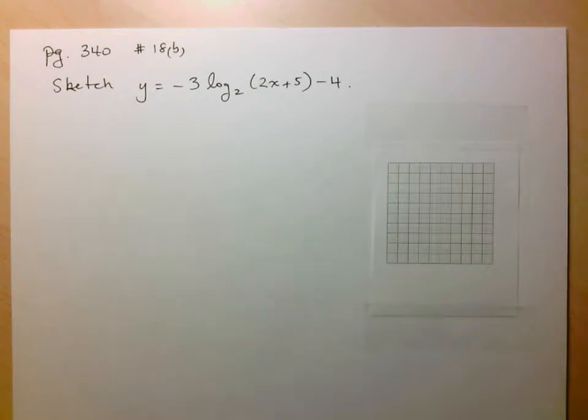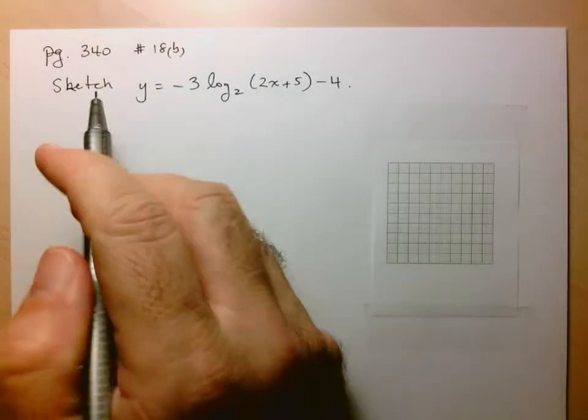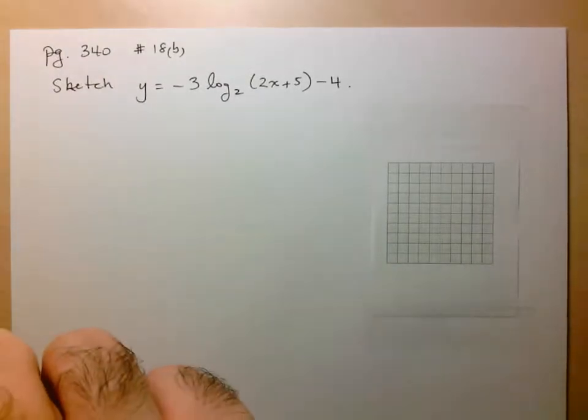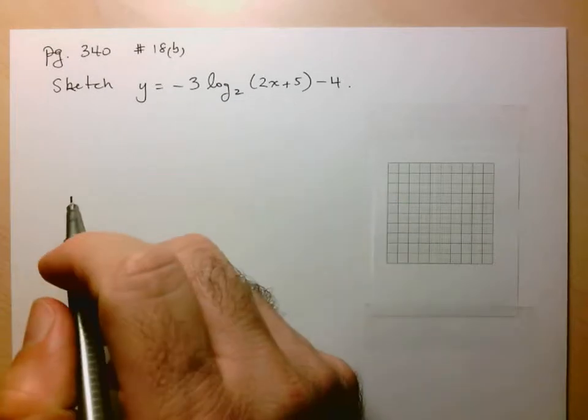Hi folks, we're going to take a look at an example of sketching the graph of a transformed logarithmic function. So this is actually page 340, 18b. So they want us to graph this function here.